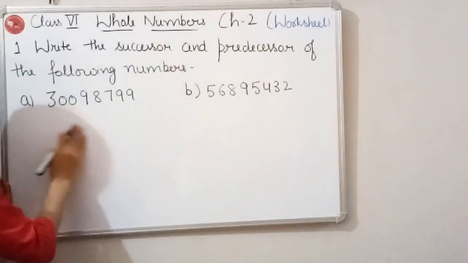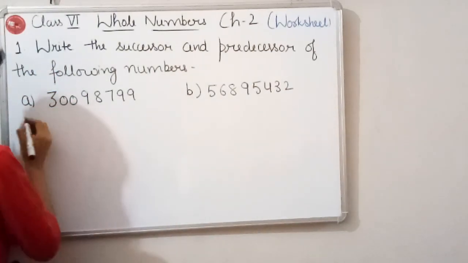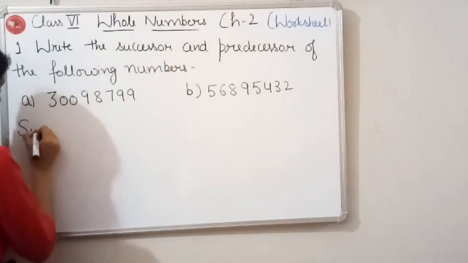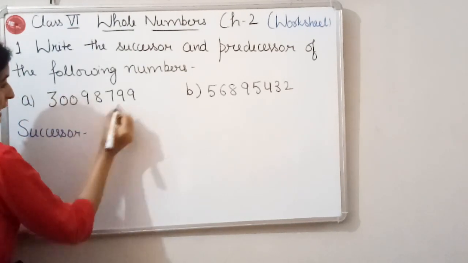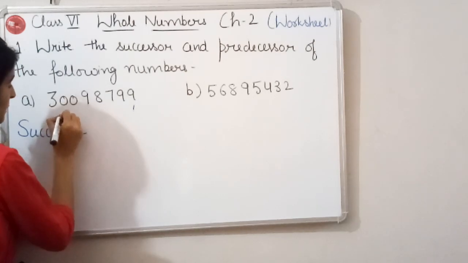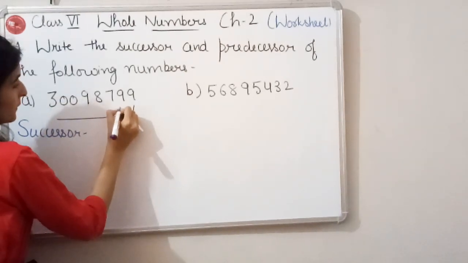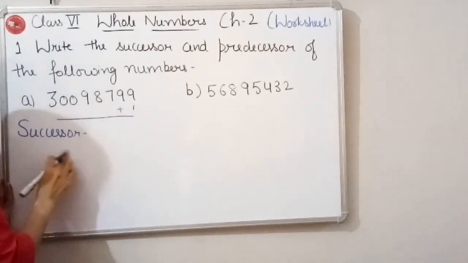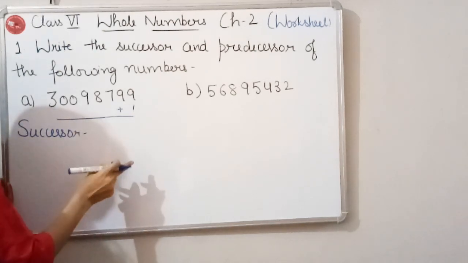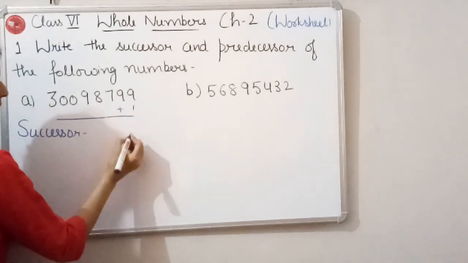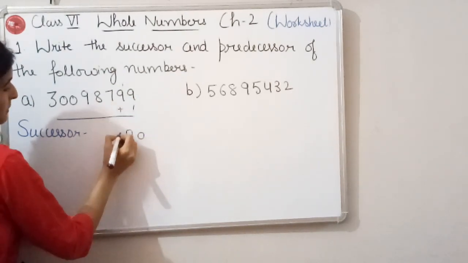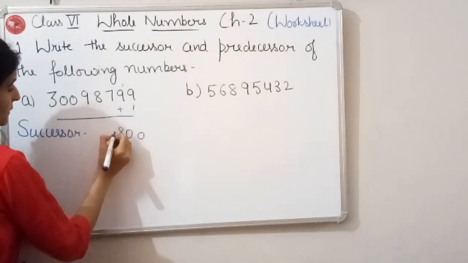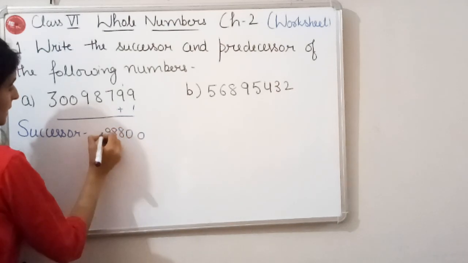Firstly, we have to find out the successor of this number. So for finding the successor, what we will do? We will add 1 to the given number, because successor is the number which comes just after the given number. So 9 plus 1 is 10, 7 plus 1 is 8, and the rest of the digits will remain the same.